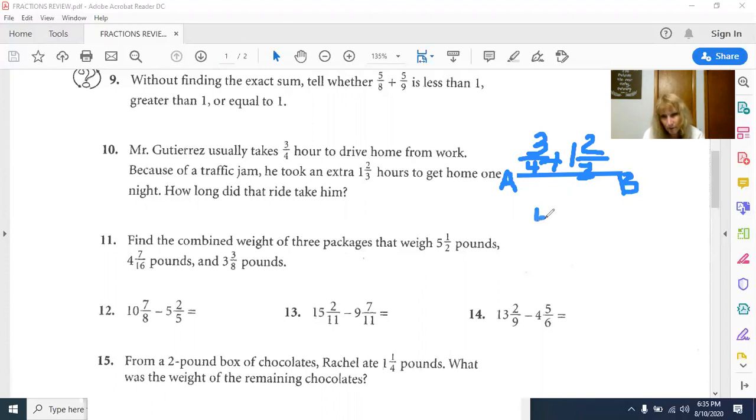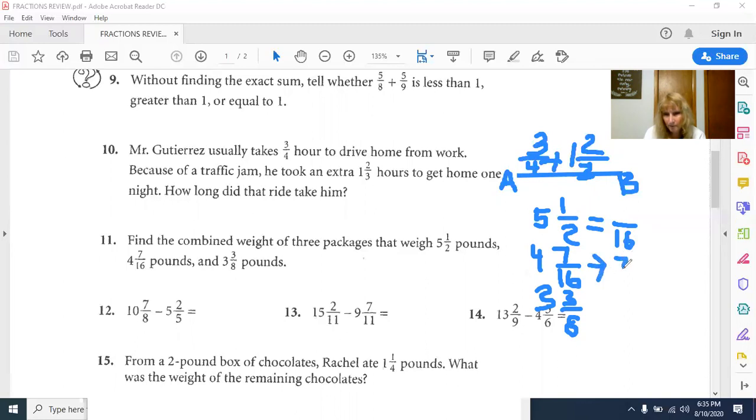So let's line these up. 5 1/2, 4 7/16, 3 3/8. Okay, we know that we can use 16ths as our bottom number. We're going to make these 16ths. 7/16 is already 16ths, so we'll just rewrite it as 7/16. And the last one would have to be set to 16ths as well.